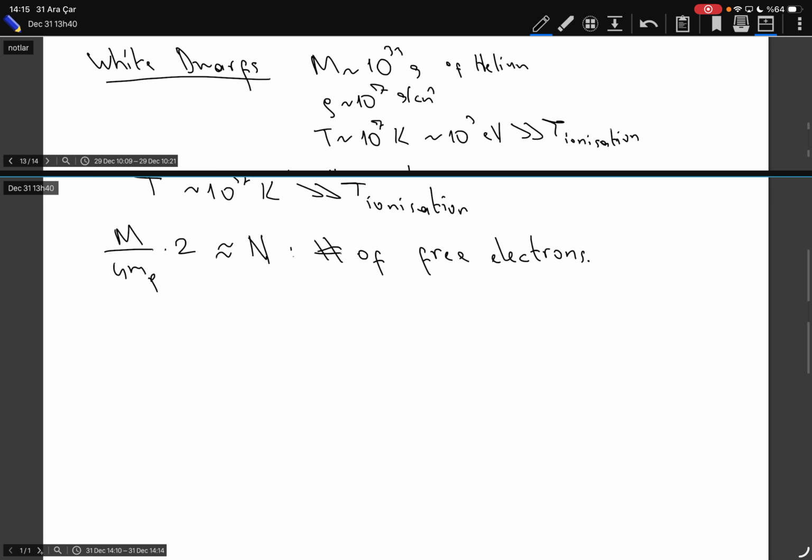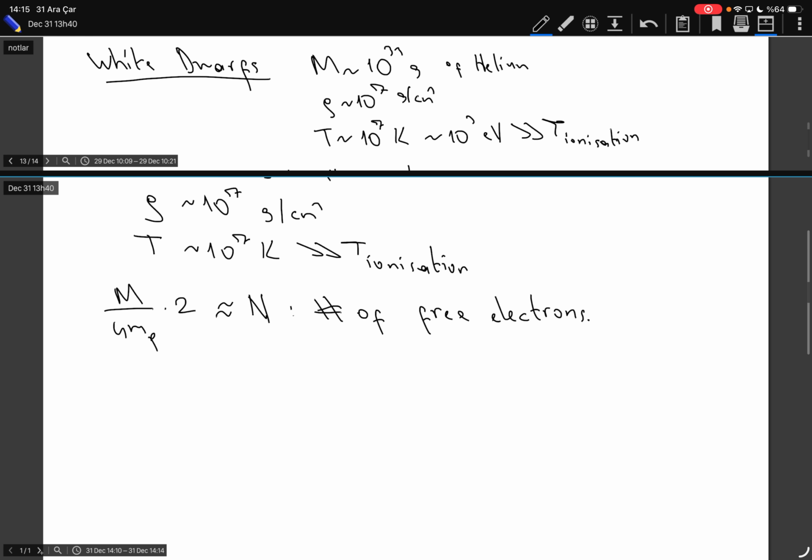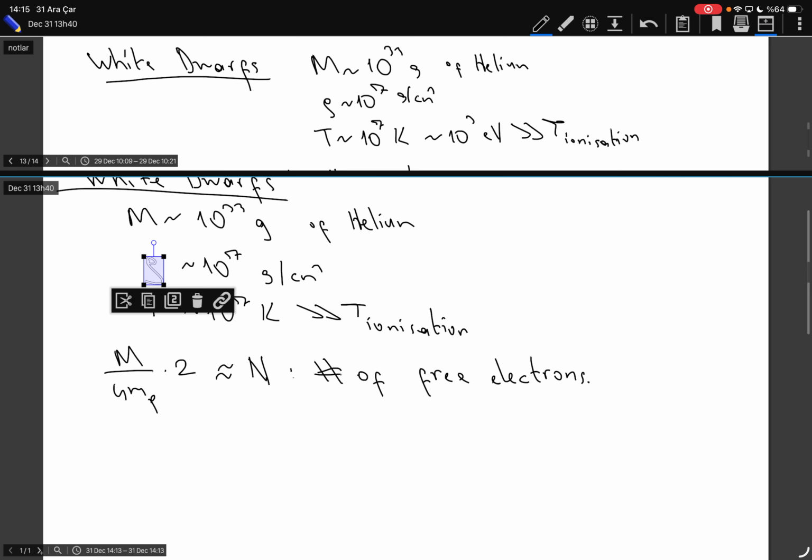Now we need to determine the equilibrium size for this mass. On one hand, we know that it will have a pressure. Before continuing that, we know the number of free electrons. We know the mass density.